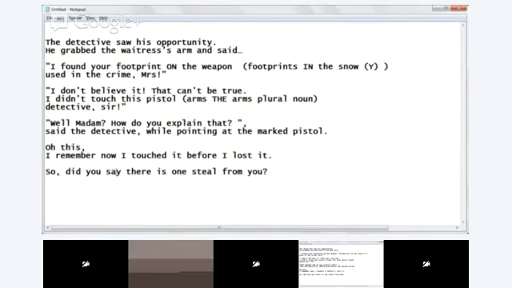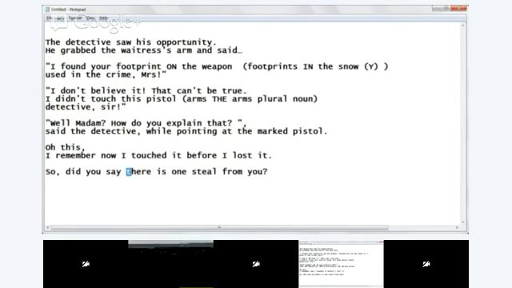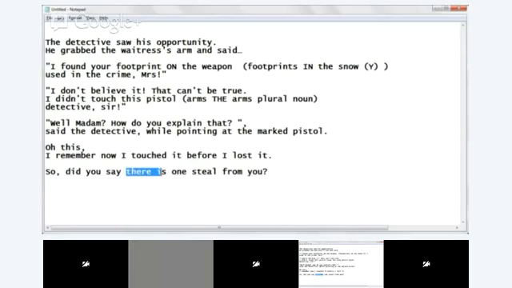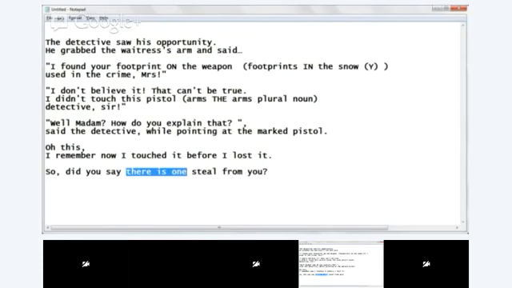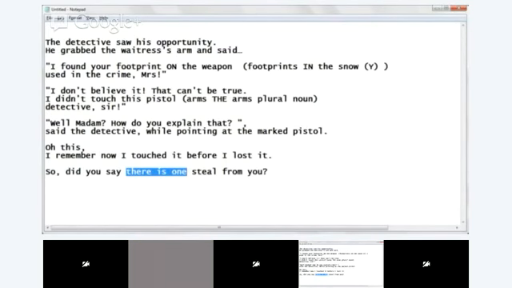There is one. So look at these words. There is one. So this is a statement. Now in a question, not there is one, but in questions like this, we would use anybody, anyone, anything. So did you say somebody stole it from you? Did you say that somebody stole it?